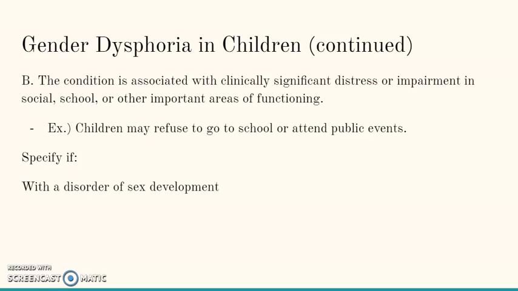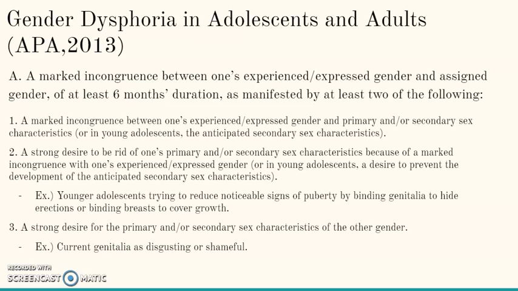Criterion B again highlights the importance that this condition is associated with clinically significant distress or impairment in socialization, school, or other important areas of functioning. For instance, children may refuse to go to school or attend public events. Not all people experience distress or discomfort that would have them meet criteria for gender dysphoria. So the DSM wants us to specify also if there is a disorder of sex development for this diagnosis. And then next we're going to look at the criteria for gender dysphoria in adolescents and adults.